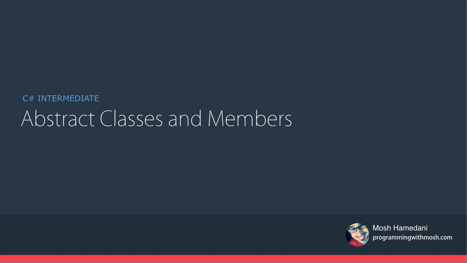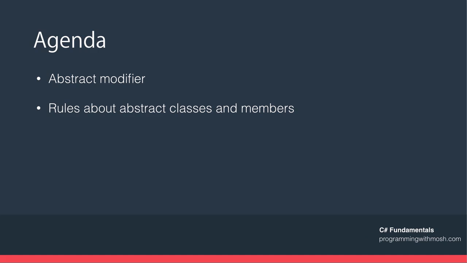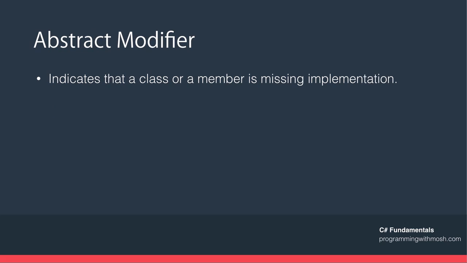So we got to abstract classes and members. In this video, I'm going to talk about the abstract modifier that can be applied on classes and their members, including methods and properties. And then I will tell you about the rules that you need to know about abstract classes and members. So what does the abstract modifier do? The abstract modifier indicates that a class or a member is missing implementation.